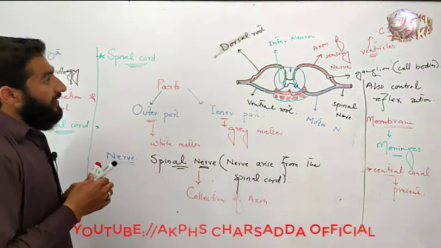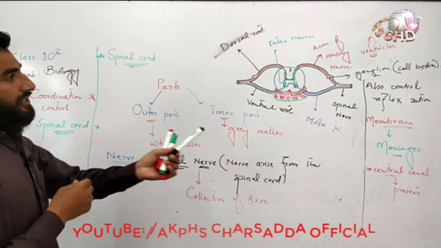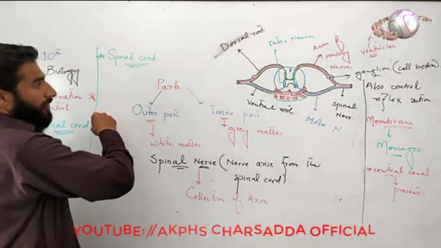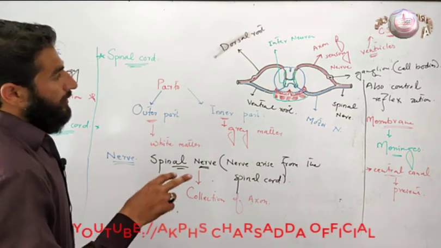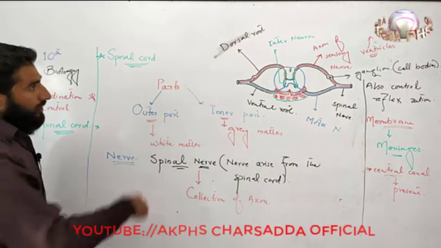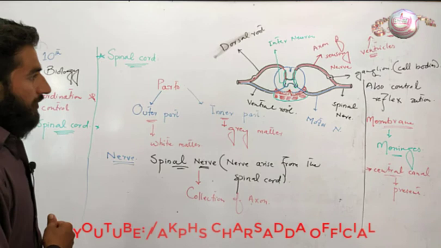Actually, the spinal cord conducts the sensation and impulses, or simply we can say it sends the messages from the body parts to the brain, and then sends the nerve impulse from the brain toward the body parts. So this was all about the structure, parts and function of the spinal cord.